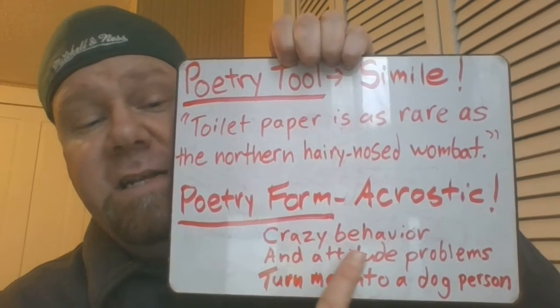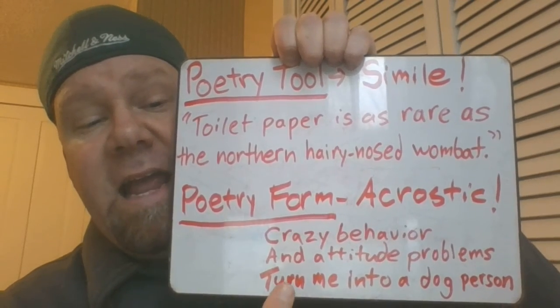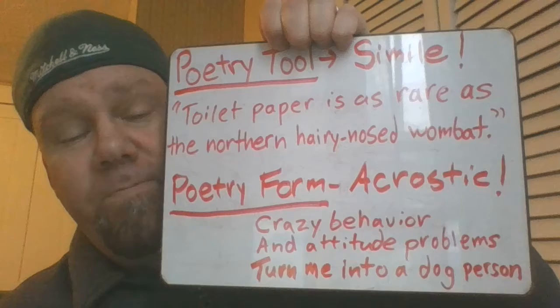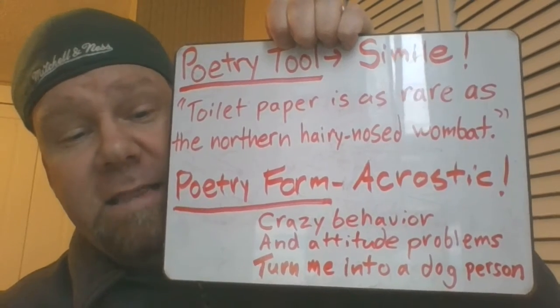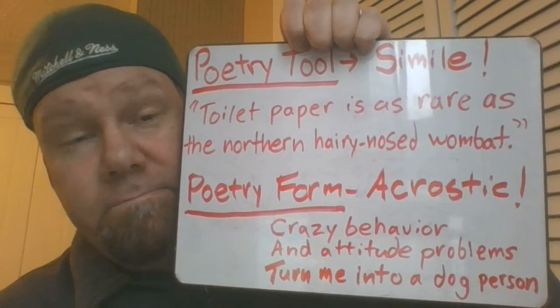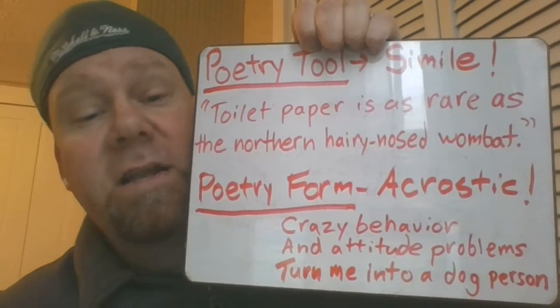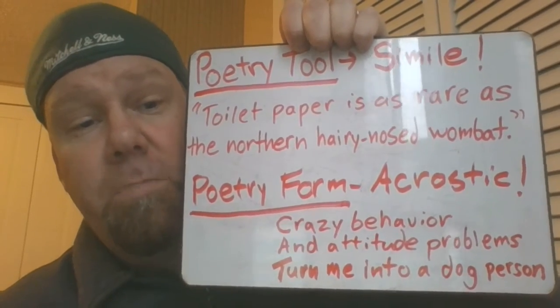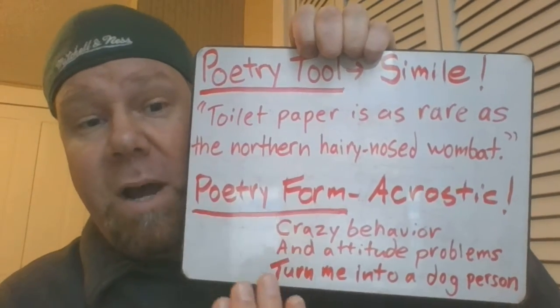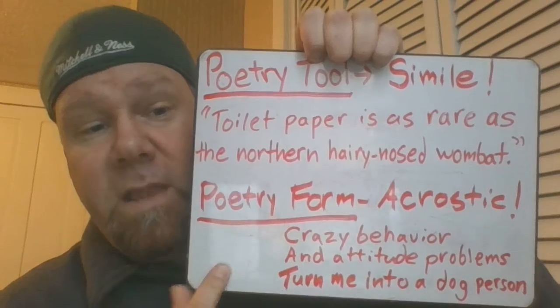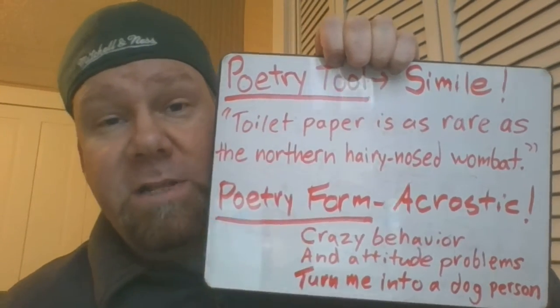Here I have crazy behavior and attitude problems turn me into a dog person, okay? I'm describing a cat there. Crazy behavior and an attitude problem turn me into a dog person. All right, so that's an example of an acrostic poem. I want you to try to combine the two. Write an acrostic poem today and then try to put a simile in there.